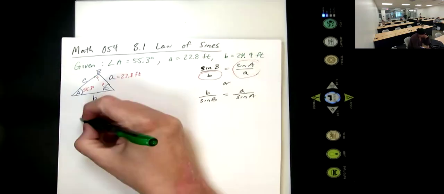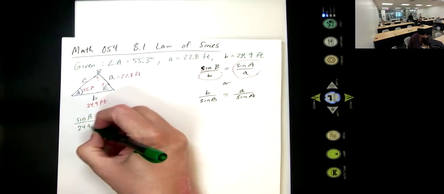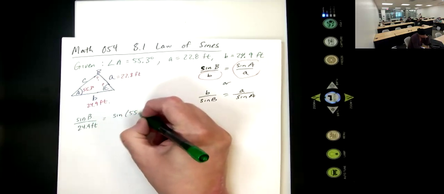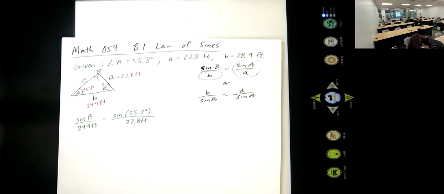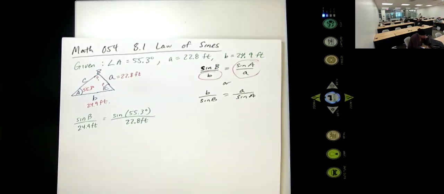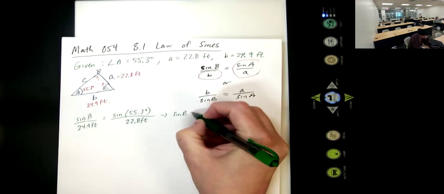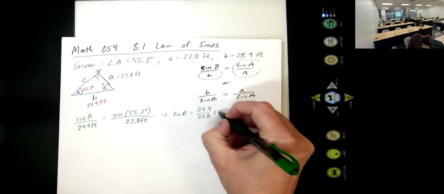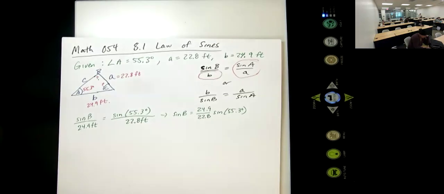I'm going to do sine B over 24.9 feet equals sine of A, which is sine of 55.3 degrees, over 22.8 feet. I'm going to check my calculator is in degrees, it is, excellent. If I solve this, I'm going to get sine B is 24.9 over 22.8 times sine of 55.3 degrees. And if we work all that out.